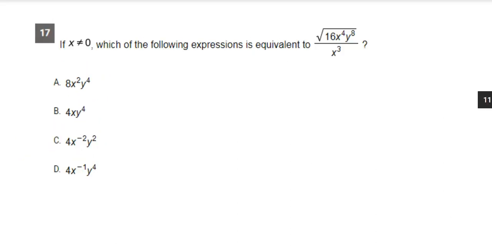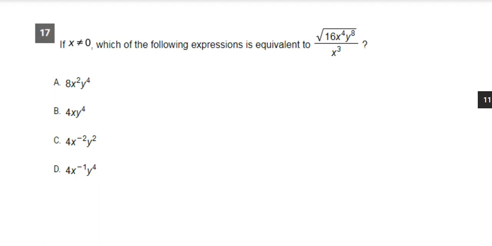All right, number 17 says if x is not equal to 0, which of the following expressions is equivalent to this one. So I think what this one is mainly testing is the law of exponents. This part right here just says, hey, the denominator can't be 0, because then you're going to have something divided by 0, which is not allowed. It's undefined. You'll get an error. So don't sweat that first part too much. Basically, we need to whittle down this piece over here.